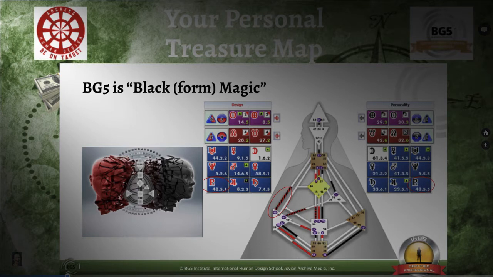And what Ross said was that BG5 was black or form magic, you could say. I actually have the black magic gate, form magic. And that's in my Pluto, which is, you know, transformation and truth. It's very, very profound as an awareness potential. And the possible expression of solutions on this material plane that lead us to find more security. So that's one of my money lines. It's just not the third line.